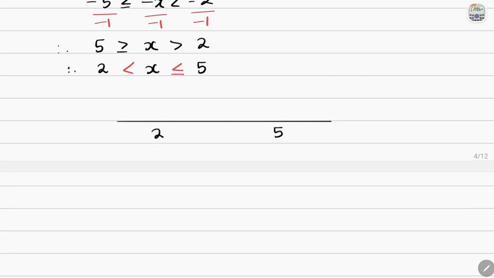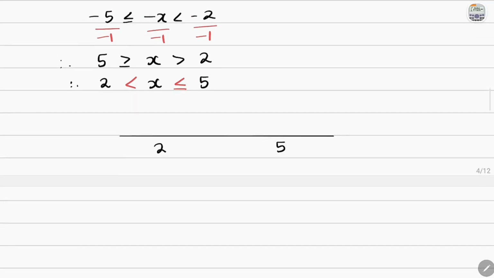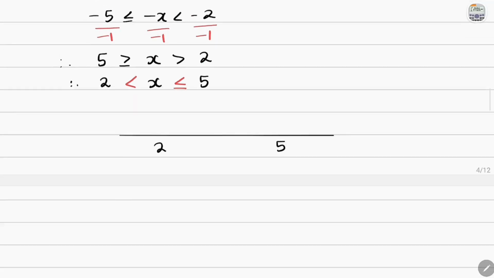This is already in order. 2 comes before 5, so it's fine. And so we are saying x is greater than 2, not equal to 2. So above 2, you're going to put an open circle because it's not equal to 2. It's just values that are immediately greater than 2.